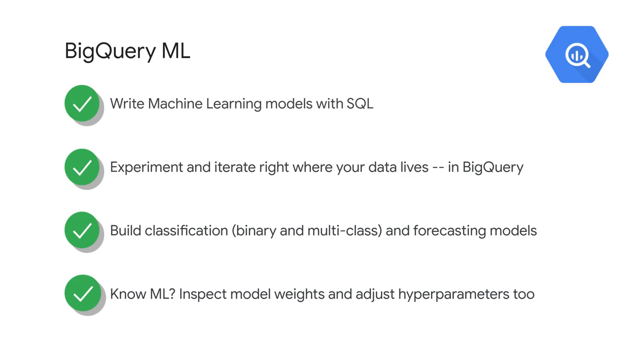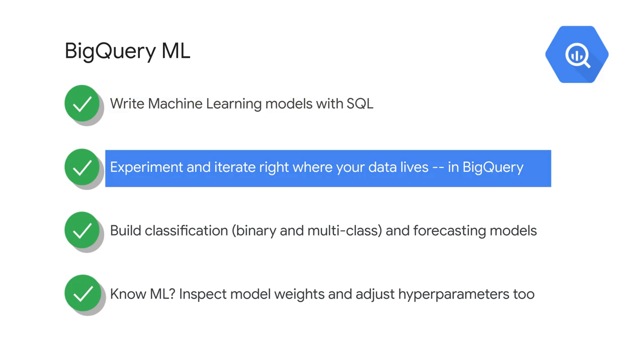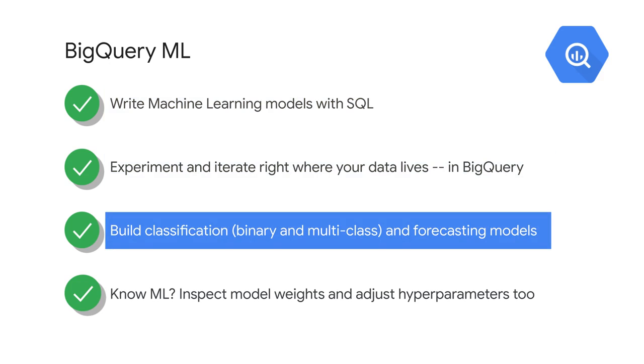And if you're explaining BigQuery ML as a whole to others, I often just list these main points. So as a broad recap, BigQuery ML allows you to write machine learning models with SQL, experiment and iterate right where your data lives inside of BigQuery. Currently, build classification, both binary and multi-class, and forecasting models, with more model types coming soon.